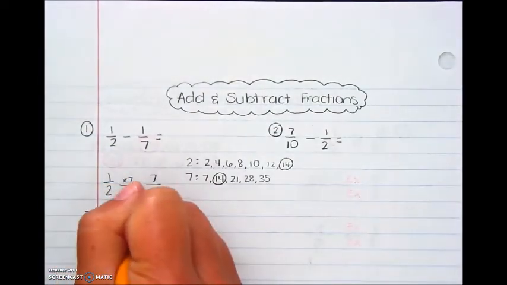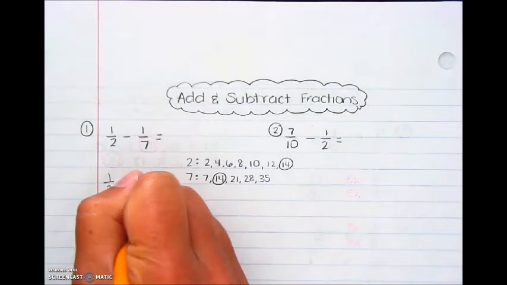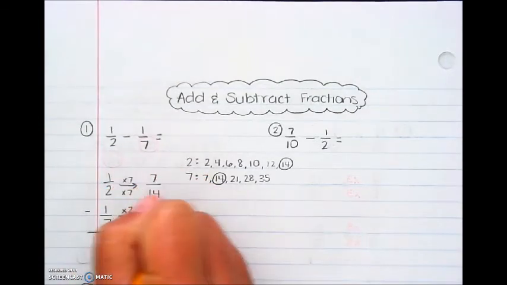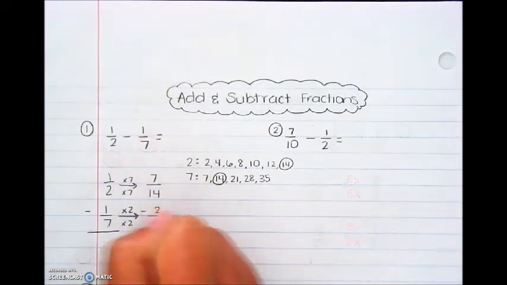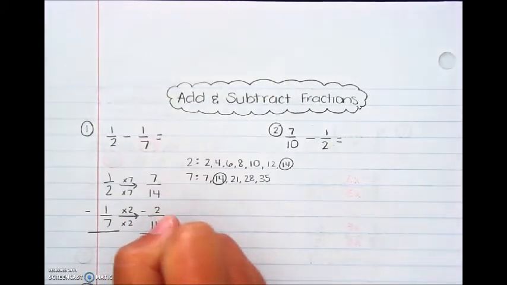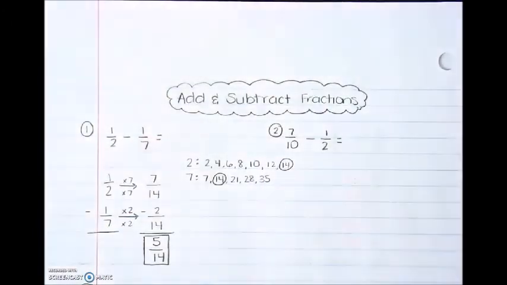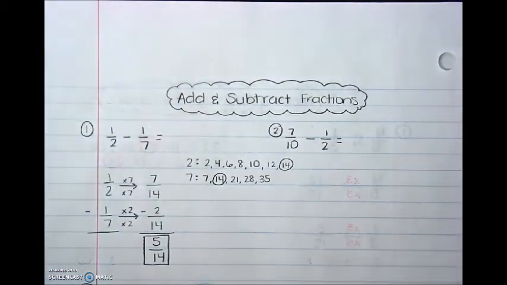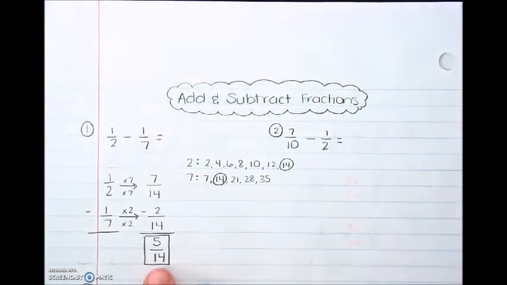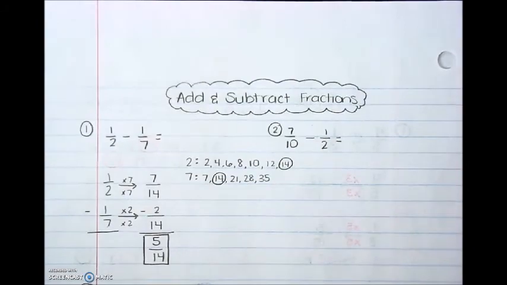So 7 times 2 was 14. So I need to do 1 times 2 equals 2, which gives me a final difference of 5/14. And I can check for simplest form. 5 and 14 don't share any factors in common, so I know that 5/14 is my final answer.